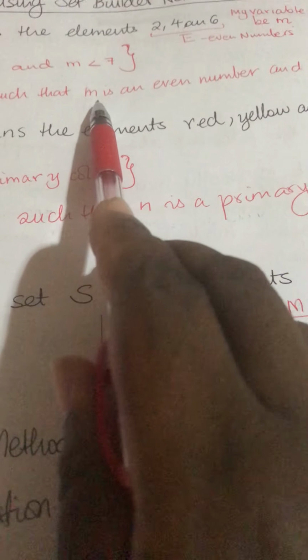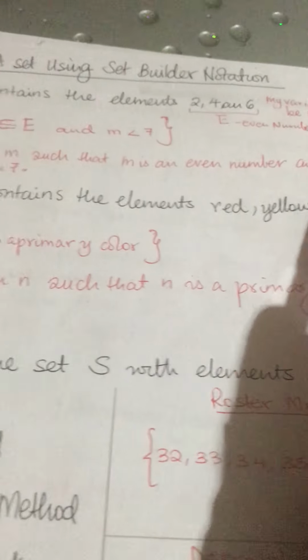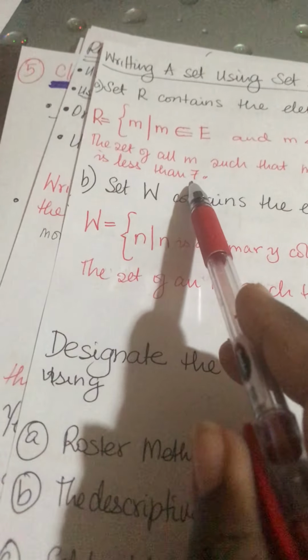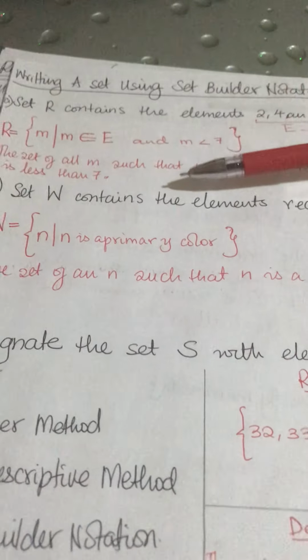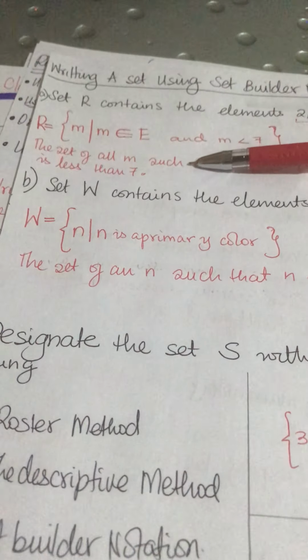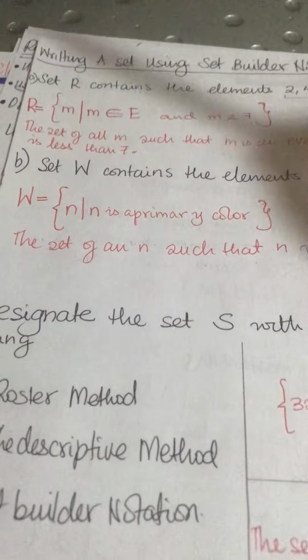So how do I read it? The set of M such that M is an even number and M is less than 7. So here is my set builder notation and here it is in words. I described it in words.